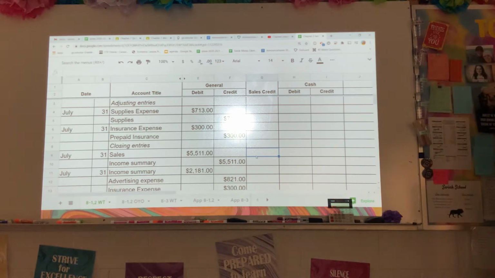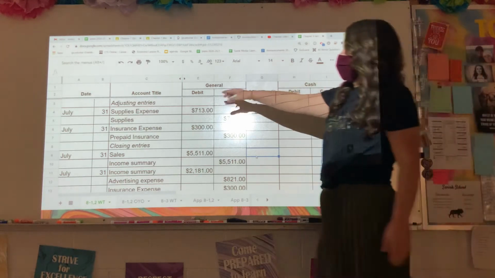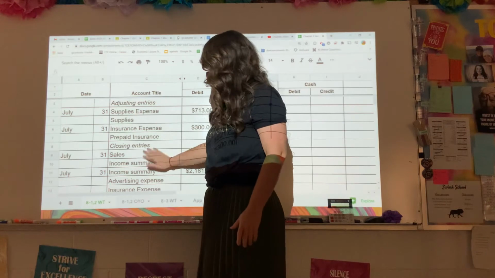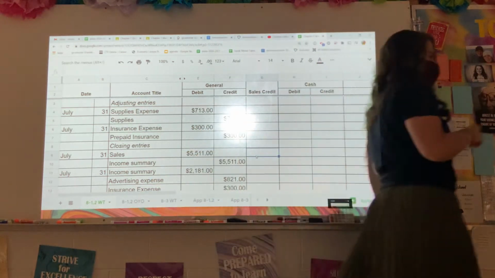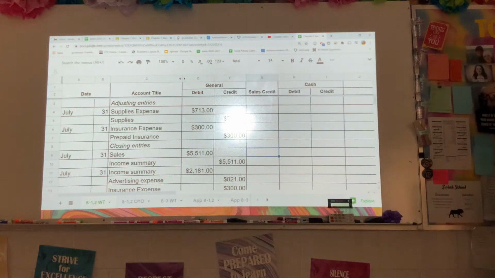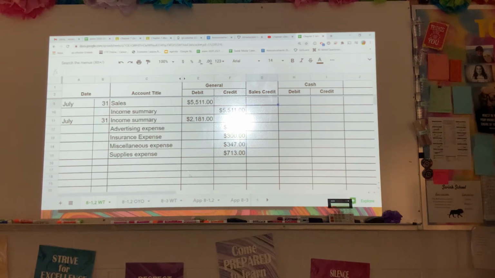All right, so yesterday, let's review what we did yesterday. We did adjusting entries. What two accounts do you have to do adjusting entries for? Supplies and insurance, okay? Then we move on to closing entries. So these are different. We have adjusting entries here and then closing entries below. So we closed out sales and we closed out expenses.